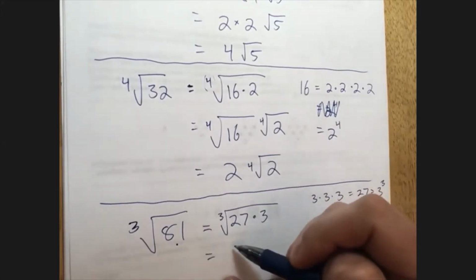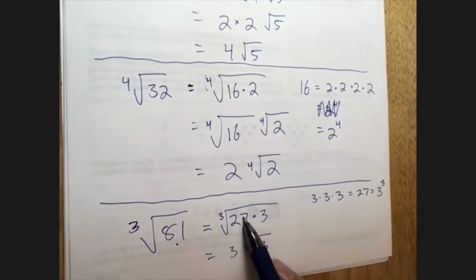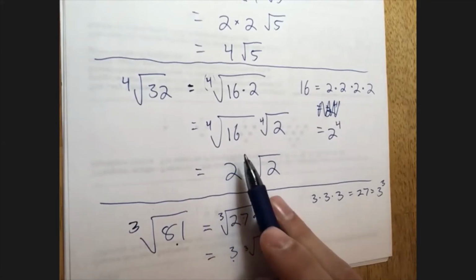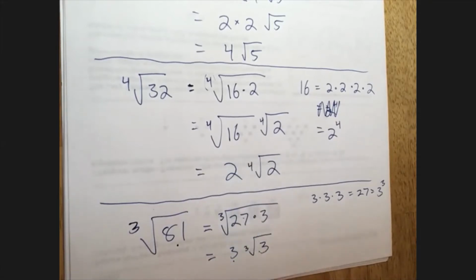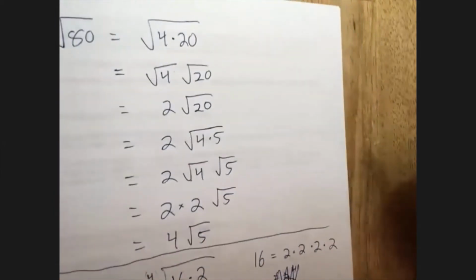What's the cube root of 27? It's 3. So I take the cube root of 27, get 3, and I'm left with the cube root of 3. So same as we did up here, except with cube roots instead of fourth roots. Now, if you're having trouble finding these numbers, 16, 27, what you can do is you can factor.